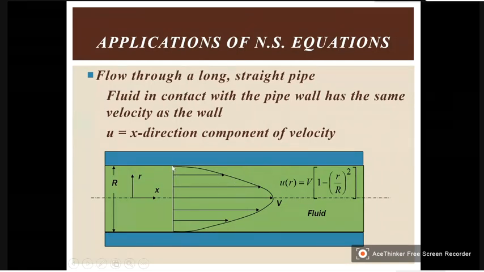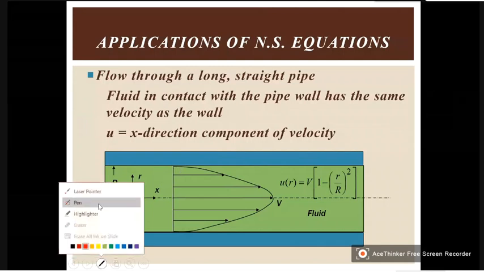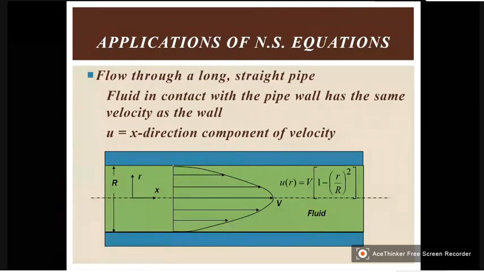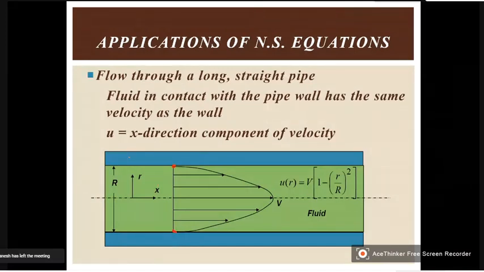So what will be the velocity here at this point? What is the velocity of fluid at this point? And at this point, it will be 0. Because the pipe is not moving, the velocity here will be 0. And the velocity here also is 0. And at the midsection, the velocity will be maximum as shown.